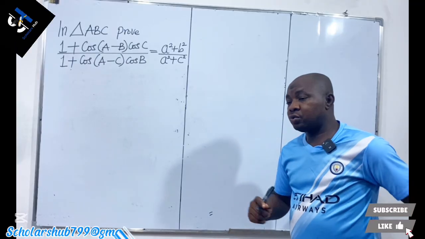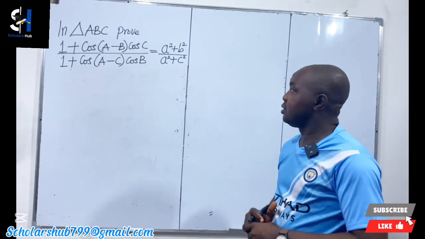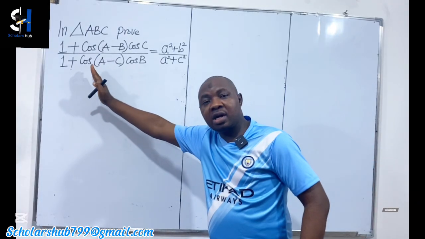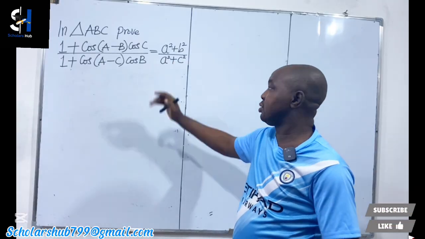Here is another question on advanced trigonometry. In triangle ABC, we are asked to prove that this identity, which is on the left hand side, equals what we have on the right hand side.